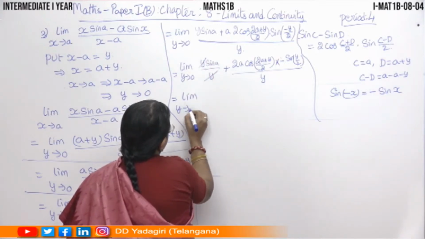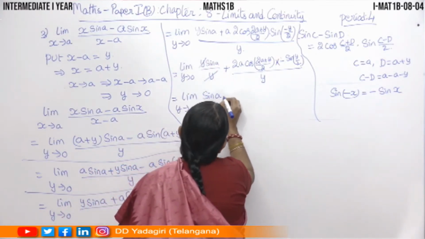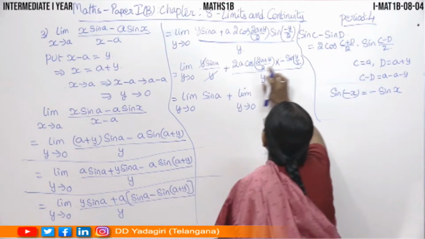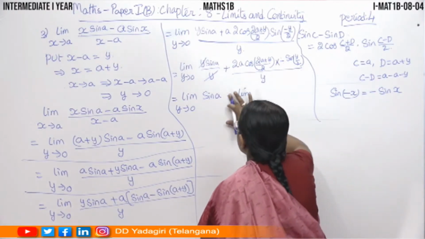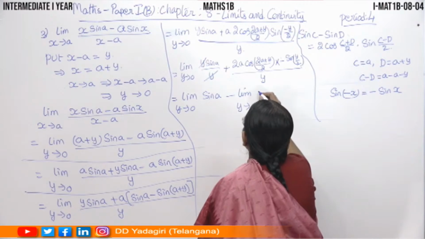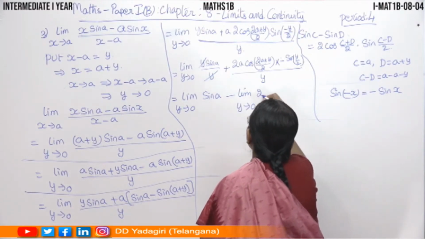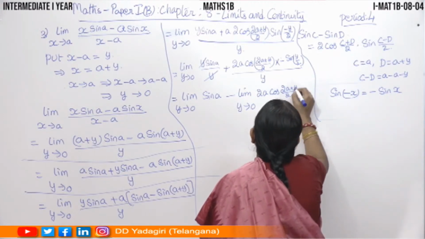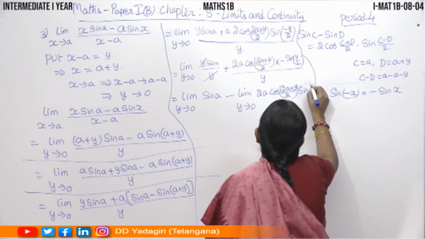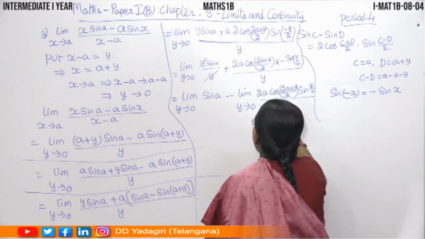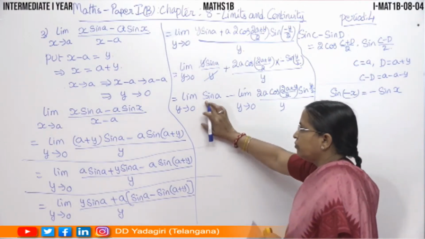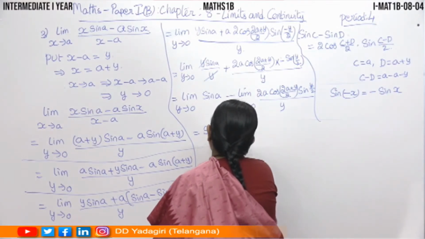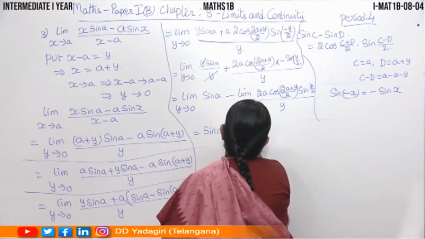So limit y tending to 0 of sin a, plus limit y tending to 0 of, instead of plus we should write minus here because we have a minus sign here. We can write minus 2a outside actually. Now here sin a is a constant. There is no y to substitute. So this limit value is just sin a. Sin a minus 2a.